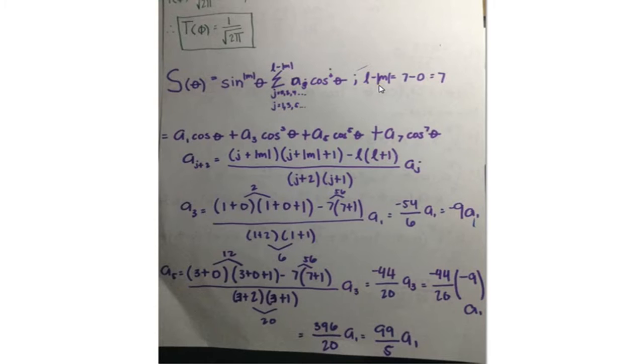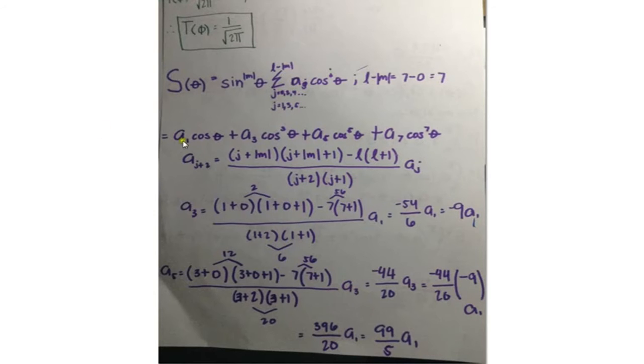Since our l minus m is equal to 7 minus 0 is equal to 7, we'll be starting from 1 up to 7, including only the odd numbers, which is 1, 3, 5, and 7. And since our m is 0, then our value of sine theta will just be 1. So any number multiplied by 1 is the same number. So we have now a sub 1 cosine theta plus a sub 3 cosine cubed theta plus a sub 5 cosine to the 5 theta plus a sub 7 cosine raised to 7 theta.